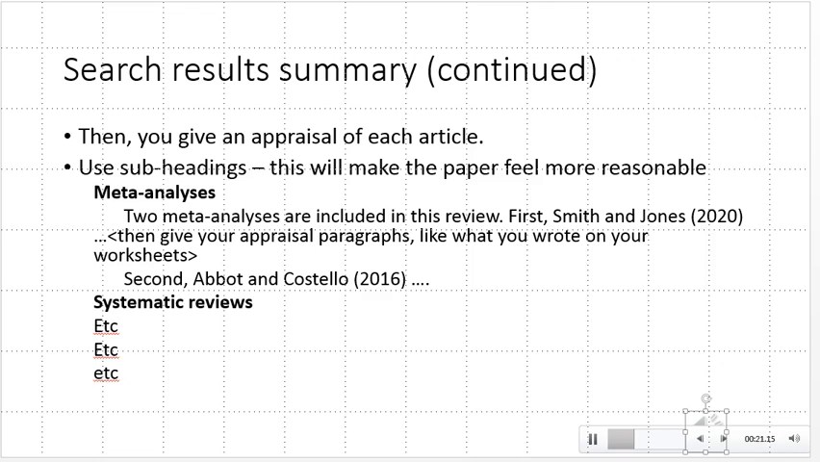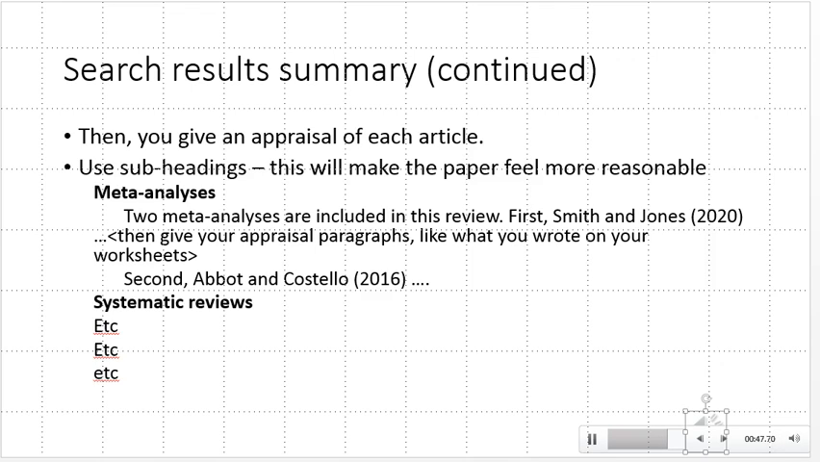But say your first one is on meta-analyses, and then you could say, 2 meta-analyses are included in this review, and then say first, authors studied X, Y, and Z, and they found blah, blah, blah, and then you give your critical appraisal of that, just like you would have done on a worksheet. And then you would say second, and then say what the second meta-analysis did. And then comes the next subheading with systematic reviews and so on and so on.